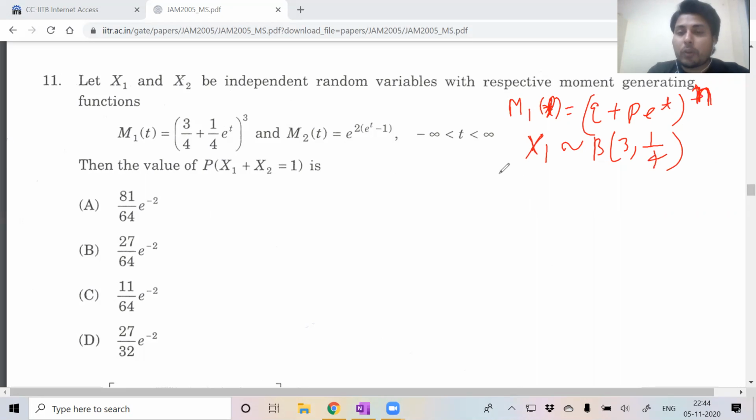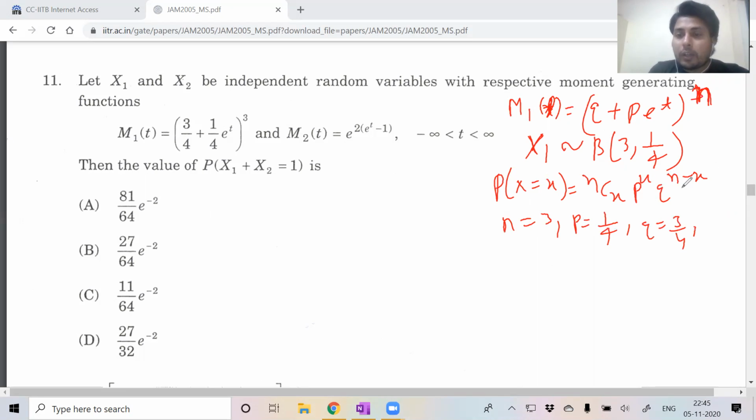So what is the PMF of binomial distribution? PMF of binomial is nCx p raised to power x q raised to power n minus x. So here the given information is n we have 3, p we have 1 by 4, q we have 3 by 4, and that's all we need. So from the moment generating function, we collected all this information, that this is a standard form of binomial MGF, (q plus p e to the power t) whole power n, where n is 3 and p is 1 by 4.